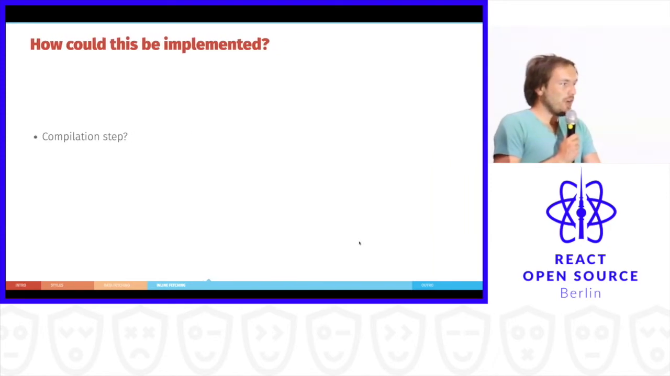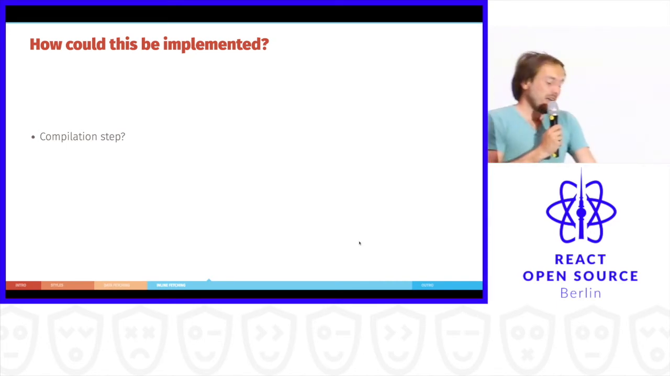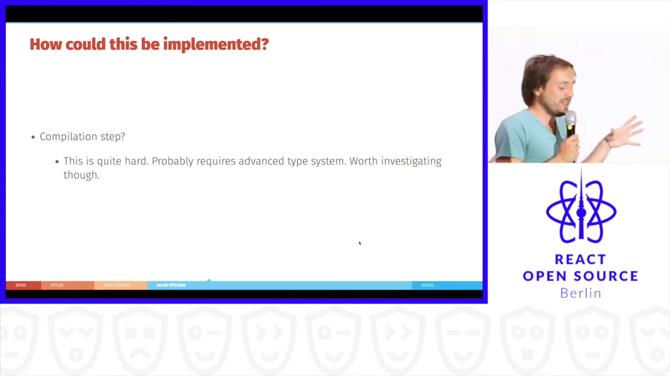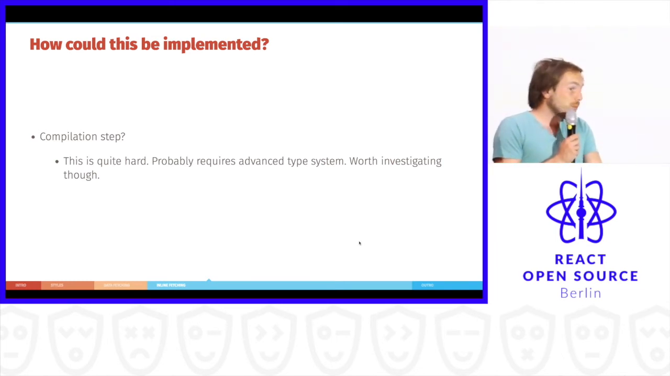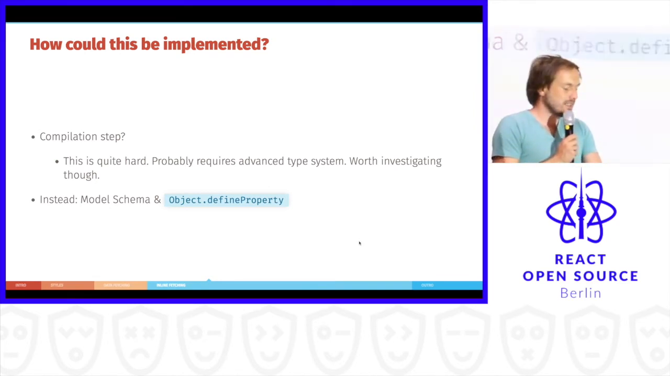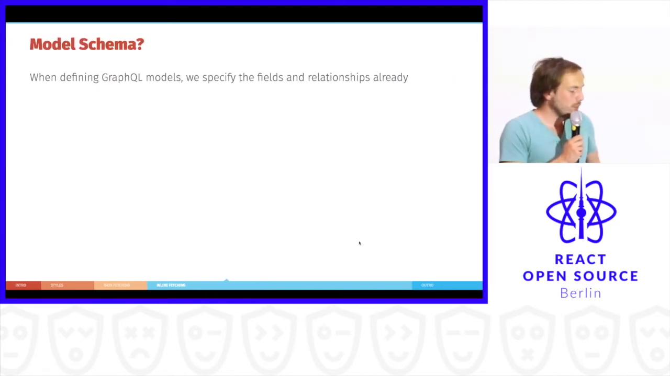So how would you go about doing that? One way would, of course, be a compilation step. That is possible, I would say, but quite hard, because you need a really reliable typing system, which I feel isn't quite ready, or would be really, really hard to implement. Might be worth investigating, but there's a much easier solution. So the idea here is to use a model schema as well as Object.defineProperty. And to give you an idea of what both of those terms mean, I'll give you a quick overview.